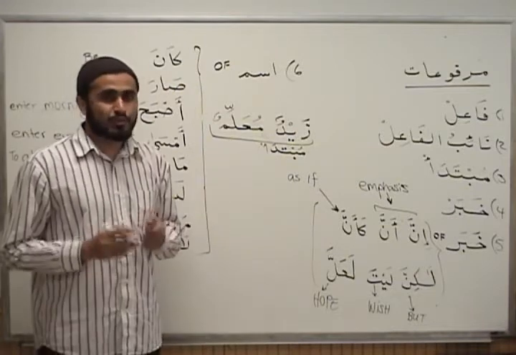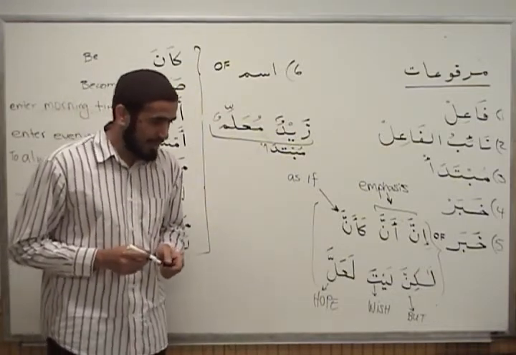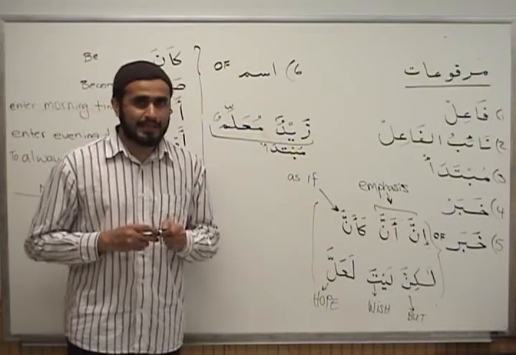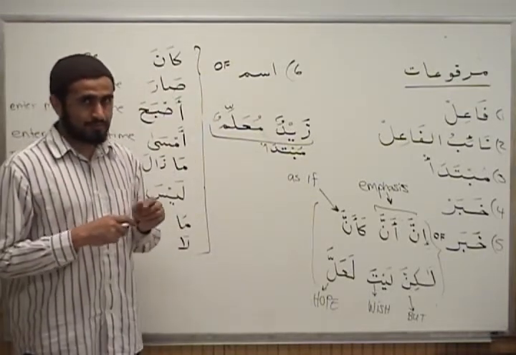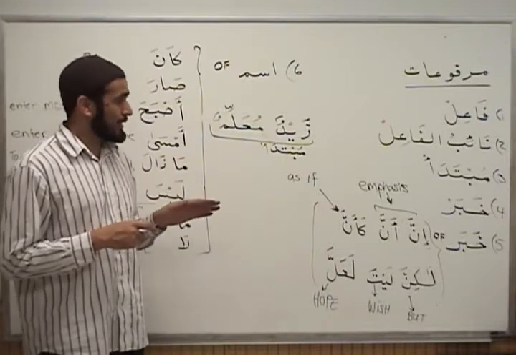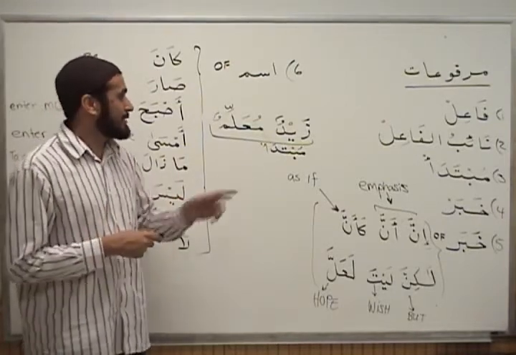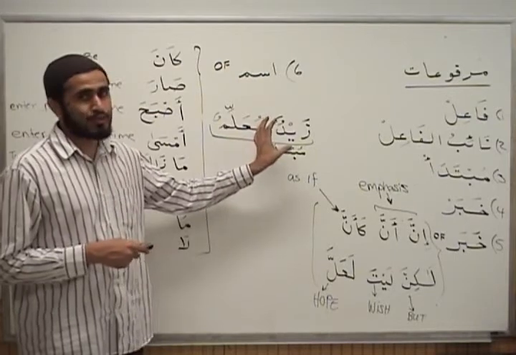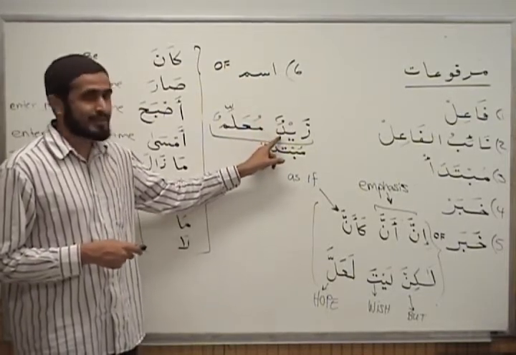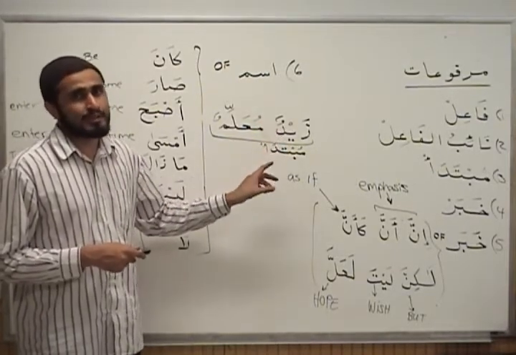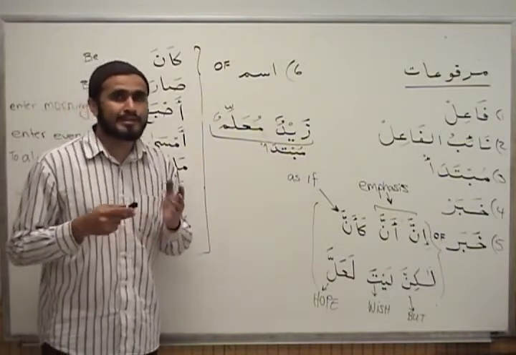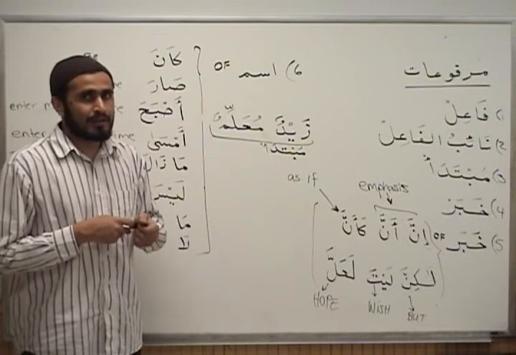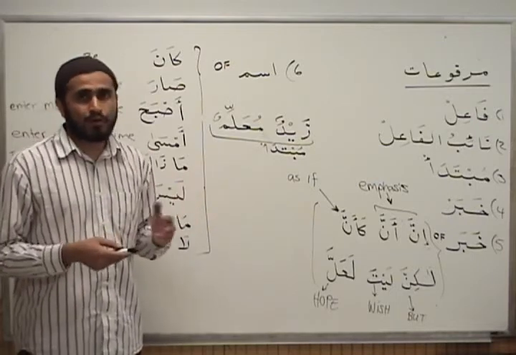Anything that begins a jumla ismiya, a sentence that begins with a noun, the ism that begins that jumla is mubtada. For example, Zaydun mu'allimun is a jumla ismiya, begins with the ism Zayd, and Zayd is called mubtada. And this mubtada is always marfu', it's always in the state of raf'a, such as dhamma or waw or alif, etc.